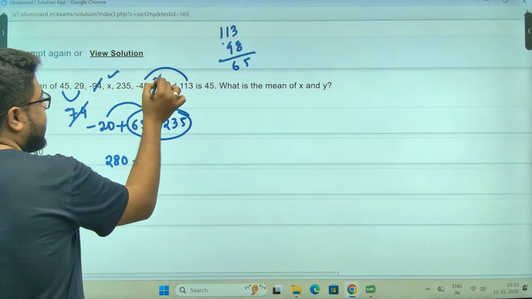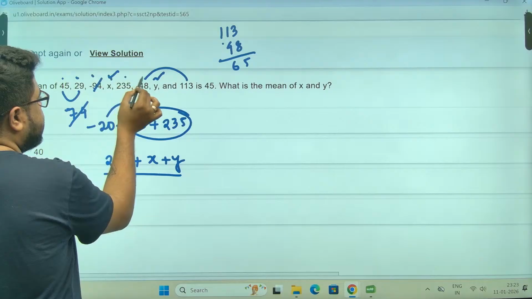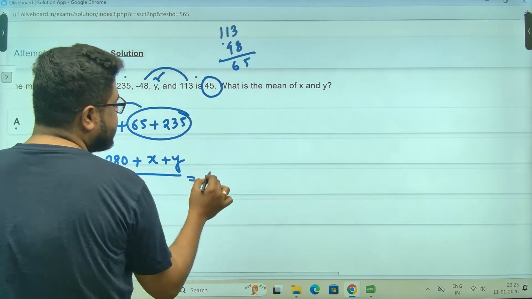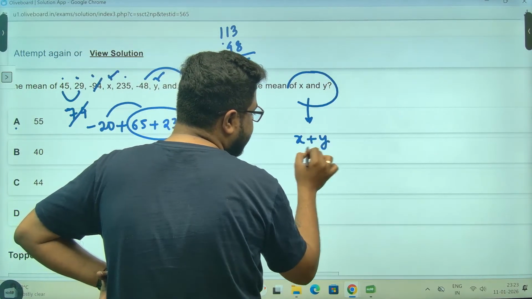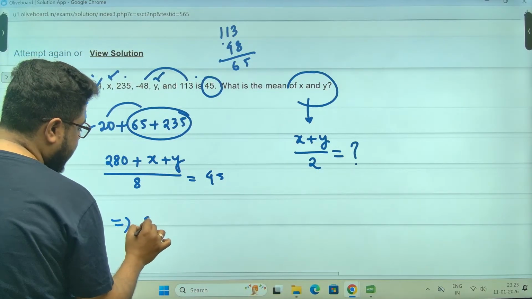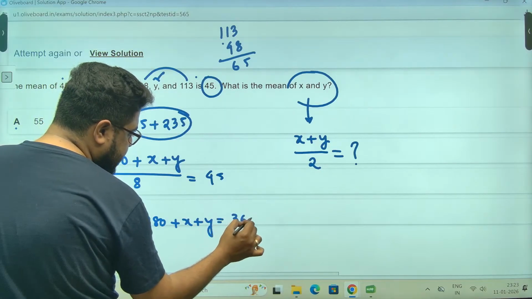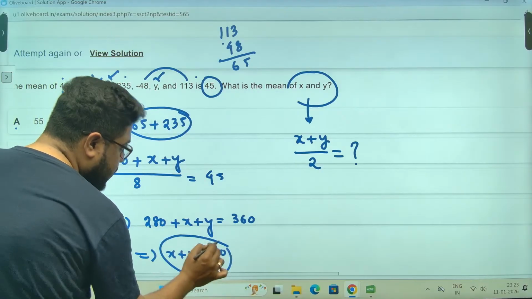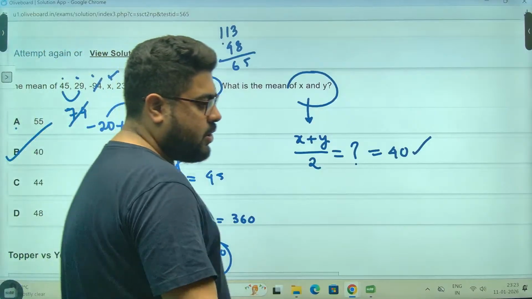Plus remaining is x and y. So I'm just taking the sum of all these values, divided by how many values? 1, 2, 3, 4, 5, 6, 7, 8. Okay, 8 values. The average is given as 45. Now mean of x and y, meaning I need the value of x plus y divided by 2. That is what they are asking. Sir, this is very simple. 280 plus x plus y equals 45 times 8, so this is 360, sir. So x plus y is going to be 80. So by 2 will be, sir, 40. Done. Option number B.